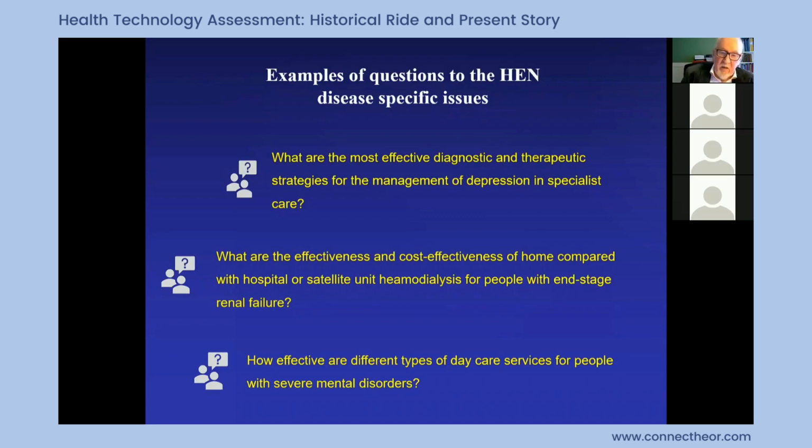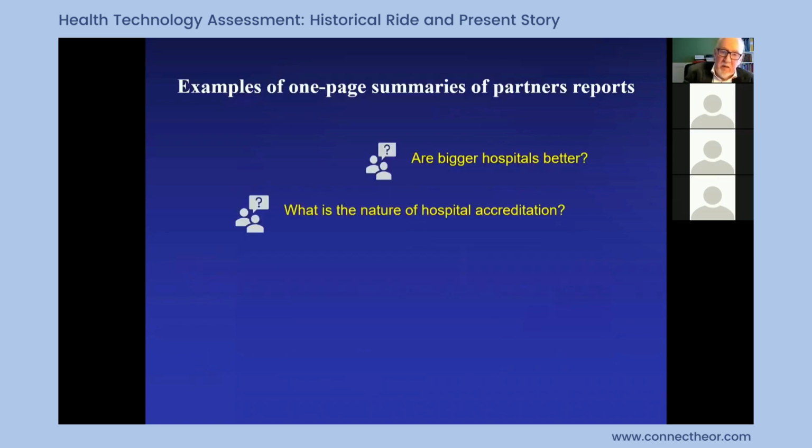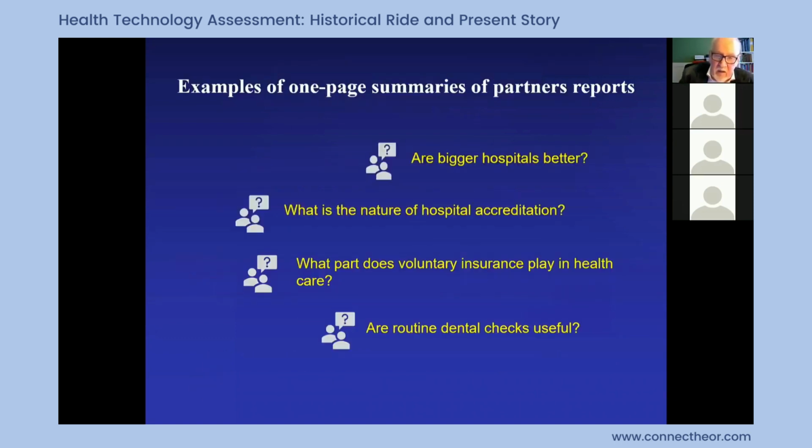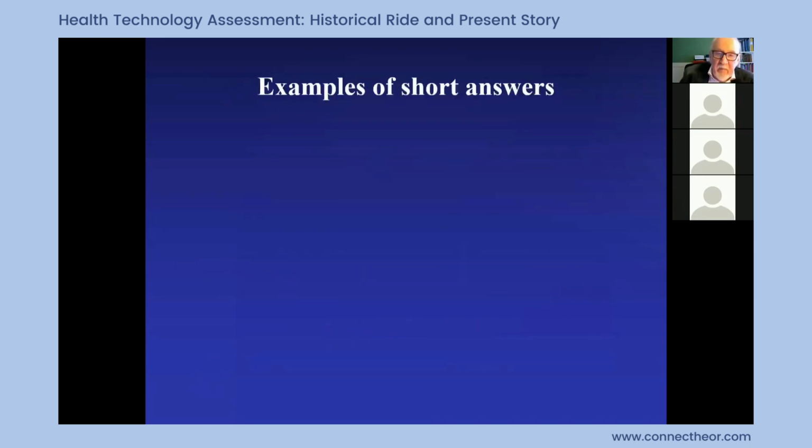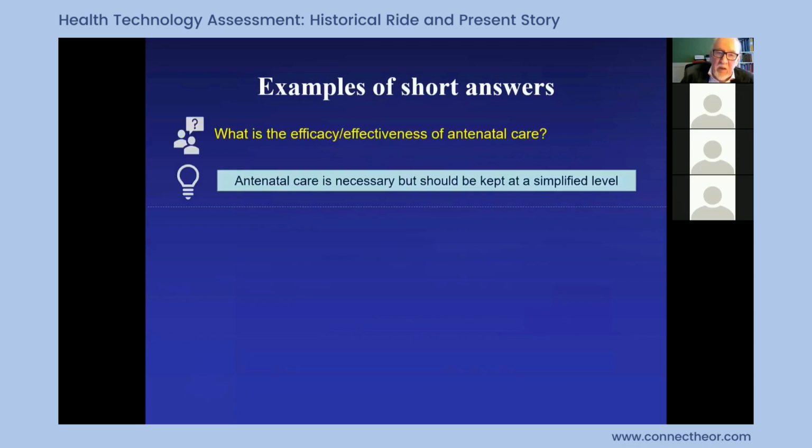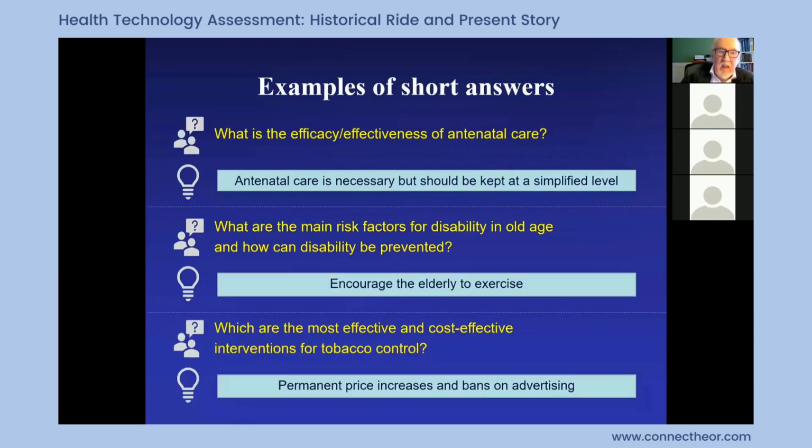And here are a few other questions. Are bigger hospitals better? Next, are routine dental checks useful? Which are the best treatments of dementia, etc. But they said also, can you make short answers, 1 page or even 1 sentence? So we did that. What is the efficacy, effectiveness of antenatal care? It can be answered by this. It's necessary, but should be kept at a simplified level.